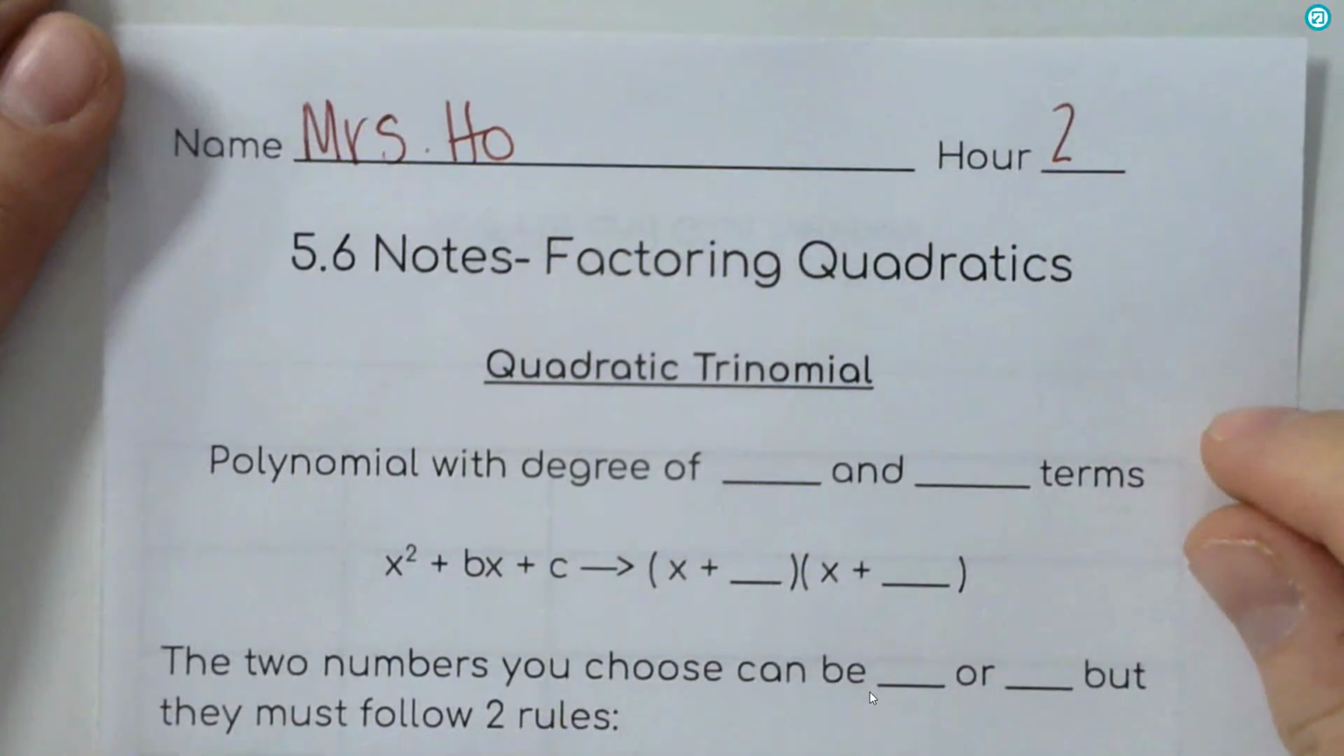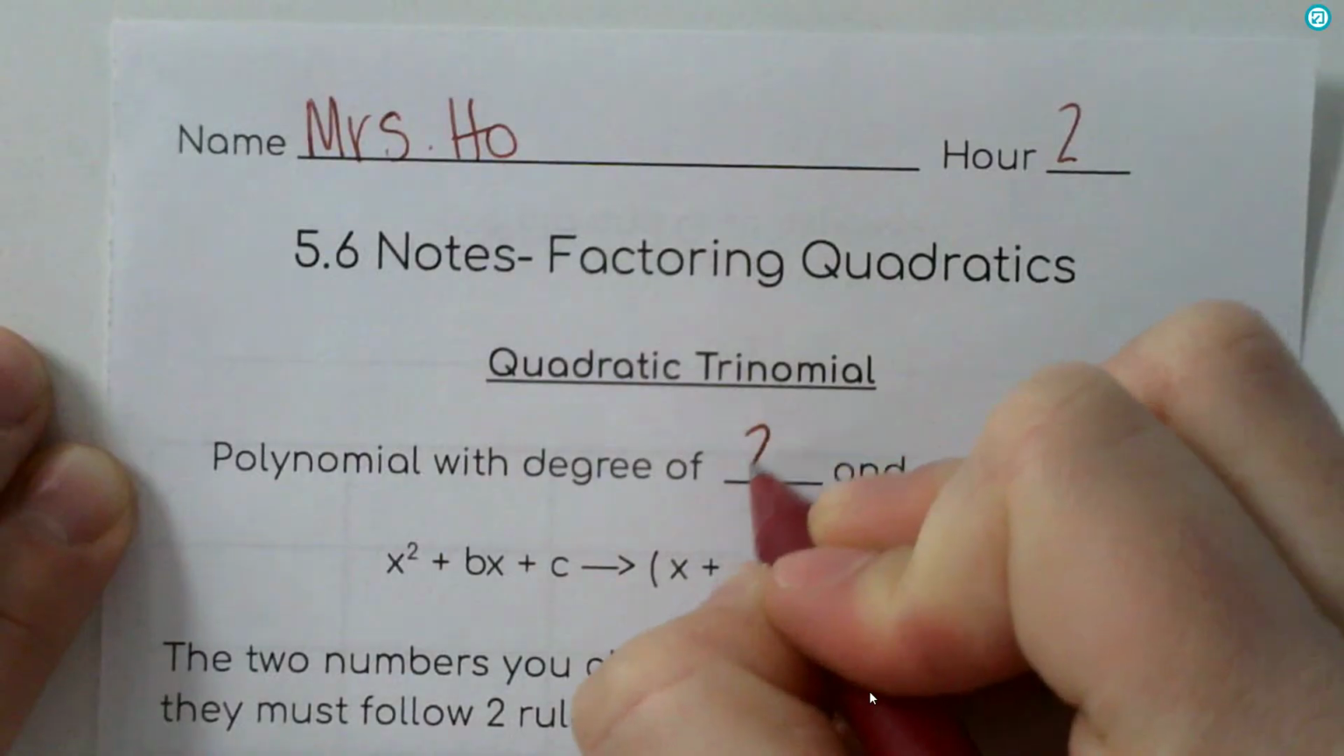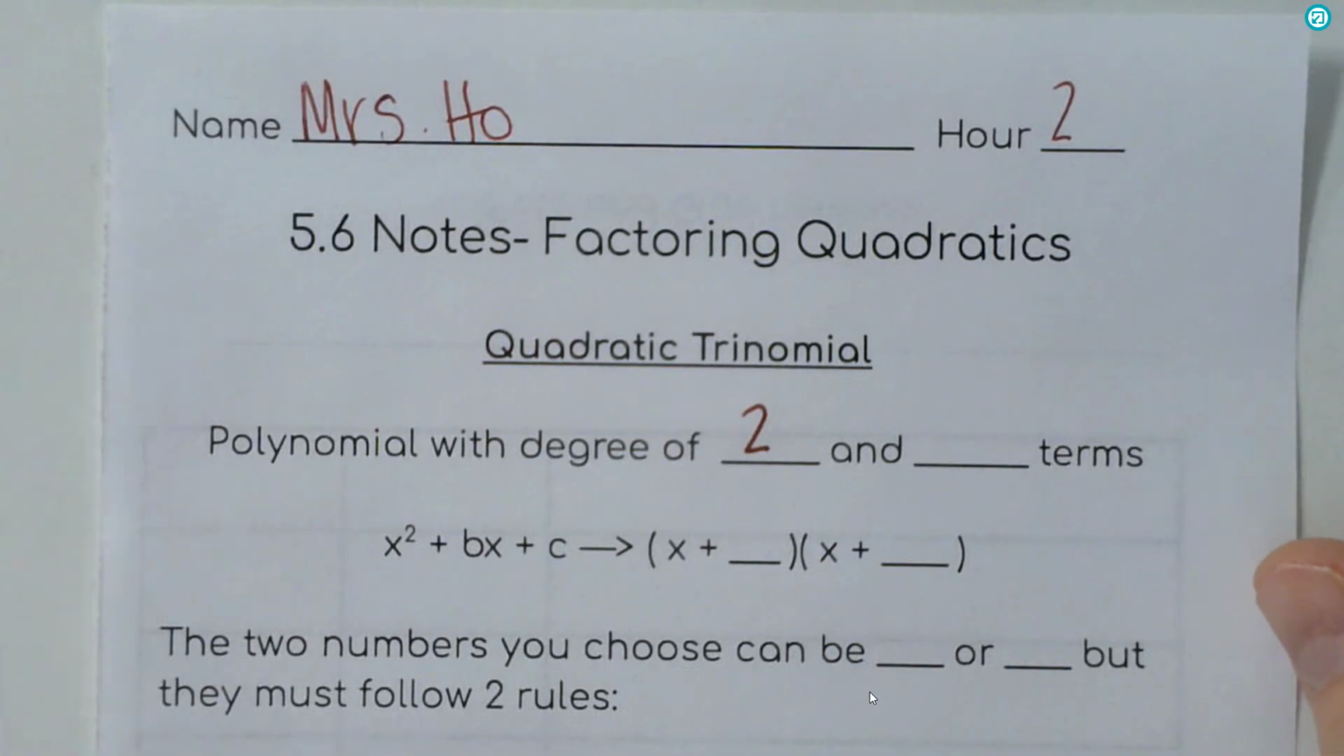Okay, today we are factoring quadratics. Specifically, we are factoring quadratic trinomials. Somebody either access your brain or your 5.1 notes. What degree does a quadratic have? That's a quartic. Roman? That's cubic. 2. A quadratic has a degree of 2. This one's easier. Trinomial, how many terms does it have? 3.